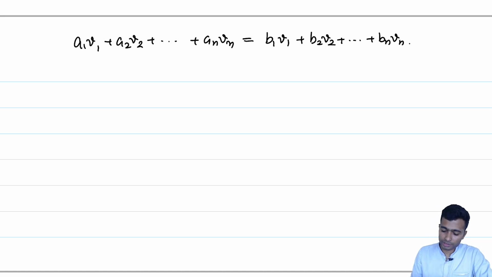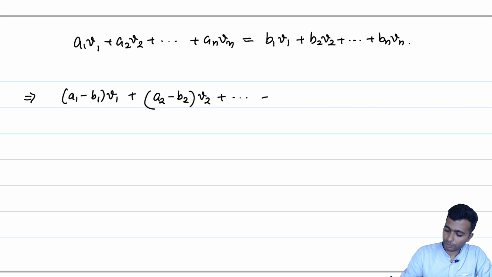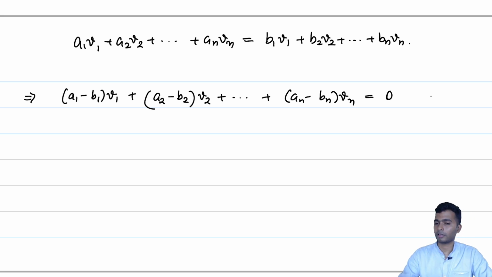Using many of those properties, I will leave it as an exercise for you to check that this implies A1 minus B1 times V1 plus A2 minus B2 times V2 plus up to An minus Bn times Vn is equal to the 0 vector in V. So, this is a linear combination of V1 V2 up to Vn, which is equal to the 0 vector.